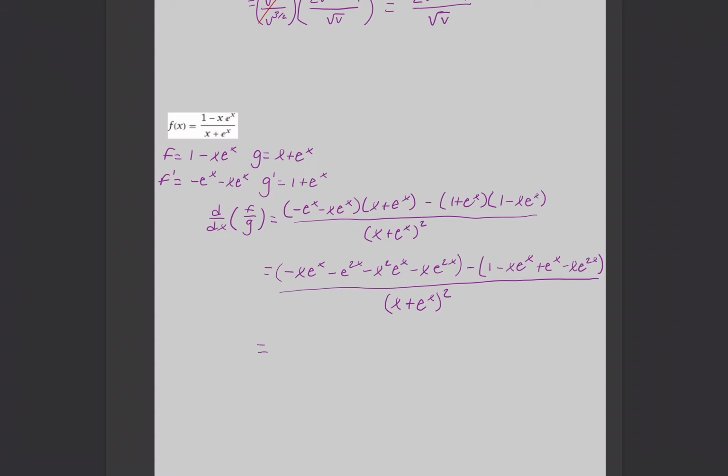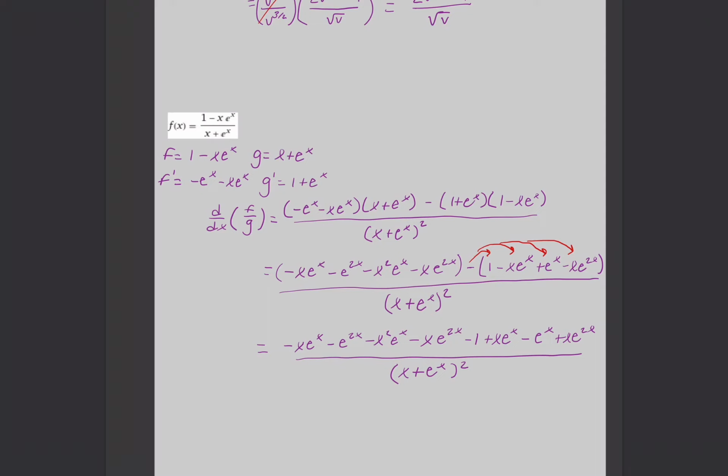So now we can distribute this negative to each term over here, and we can write it out as negative x e to the x minus e to the 2x minus x squared e to the x minus x e to the 2x minus 1 plus e to the x minus e to the x plus x e to the 2x, all divided by x plus e to the x squared.